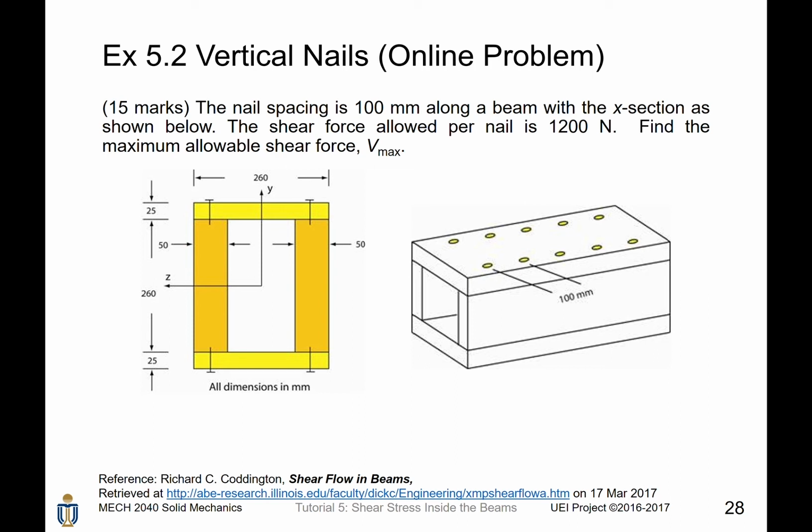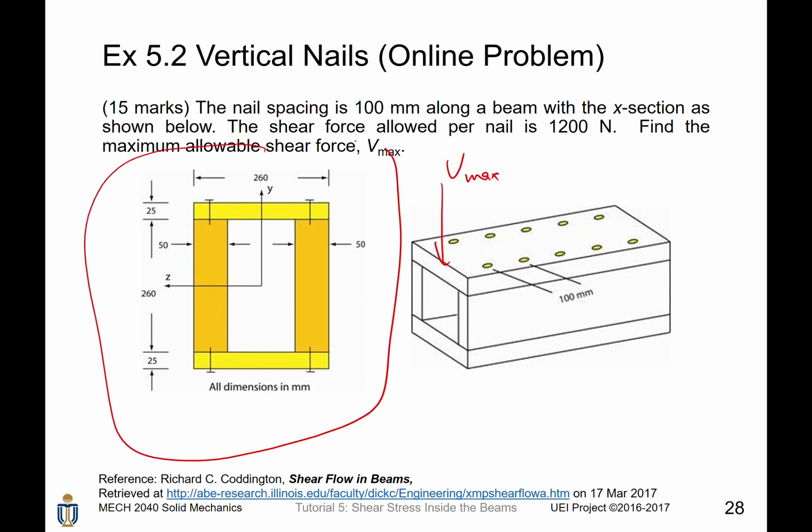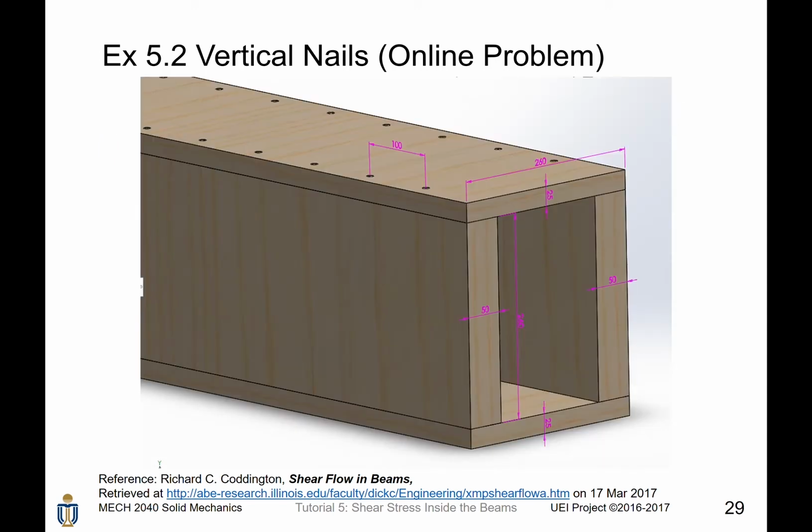The nail spacing is 100 mm along a beam with the cross-section shown below. The shear force allowed per nail is 1200 newtons. Find the maximum allowable shear force, Vmax, that can be exerted on this beam. The cross-section is given in this form, and the nail spacing is actually in this form. To help you better visualize this problem, I tried to draw such a box beam in SolidWorks. This beam has a width of 260 millimeters, and for the upper flange and the lower flange, the thickness is 25 millimeters.